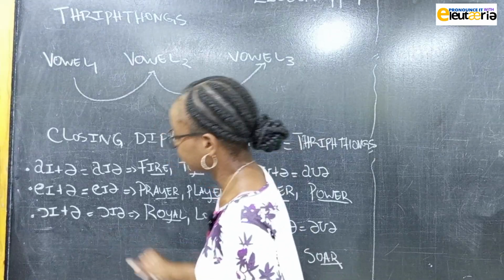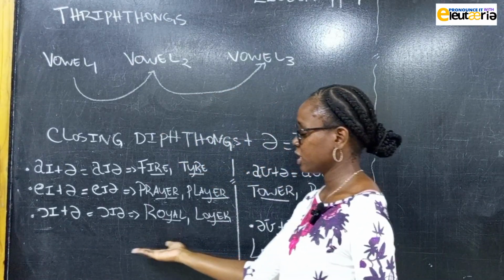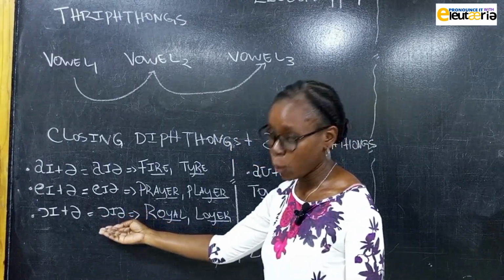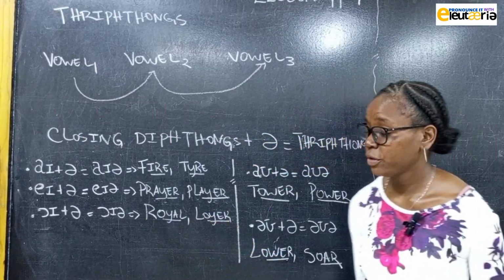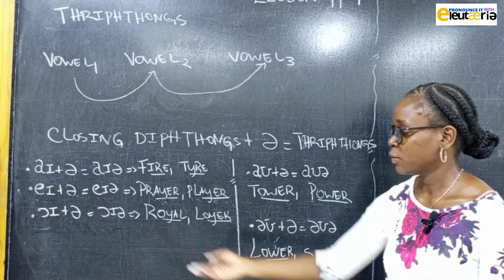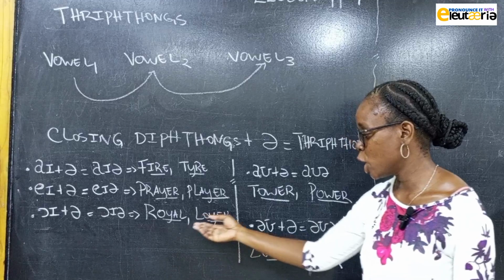And we have the triphthong oya, which comes from oi and schwa, and they form oya. We find oya in words like royal and lawyer. Royal, lawyer.